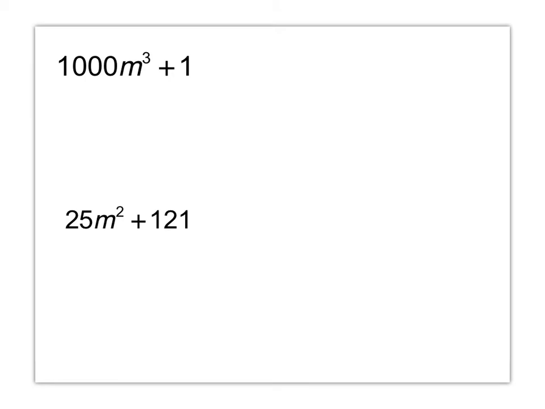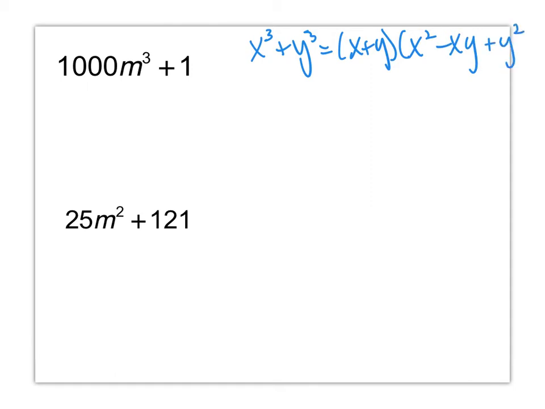On this slide, we're looking at the first polynomial as 1000m to the third plus 1. This looks like a perfect sum of two cubes. So recall that the formula for the sum of two cubes in factored form, x cubed plus y cubed, can be written as x plus y times x squared minus xy plus y squared. So we want to be able to write both of these as perfect cubes.